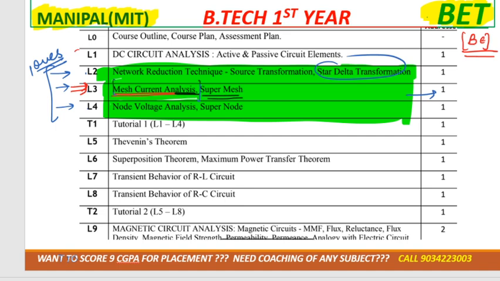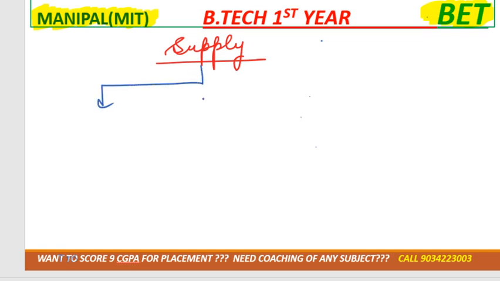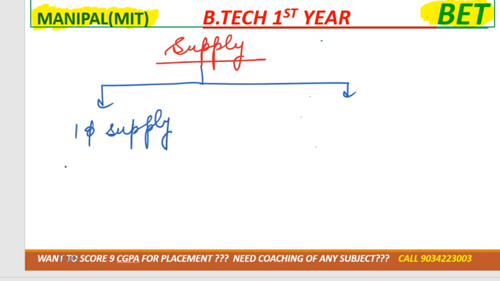Now see what is star delta transformation. For that we have to study the basic concept. Suppose we have a supply. That supply is divided into two parts. One is the single phase supply. Single phase supply means in a single wire we are getting the current.